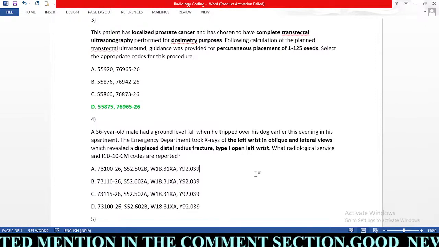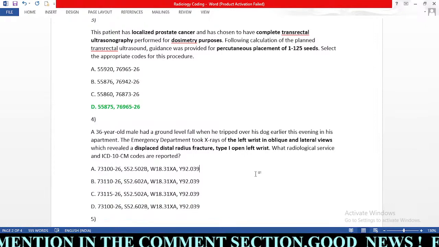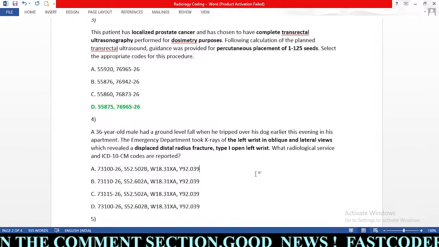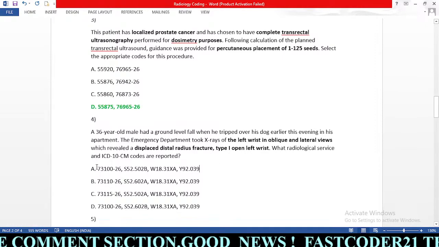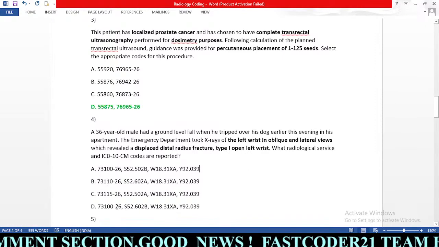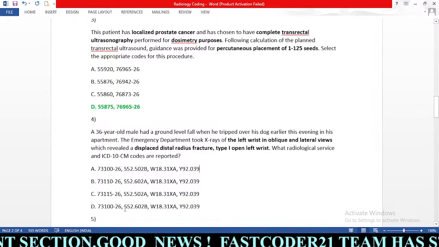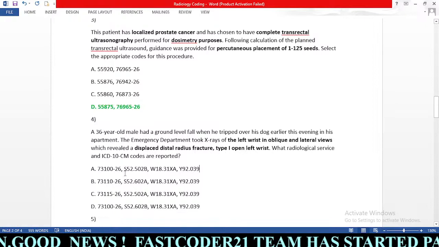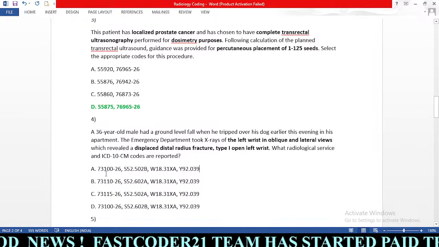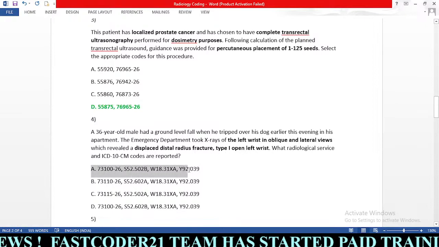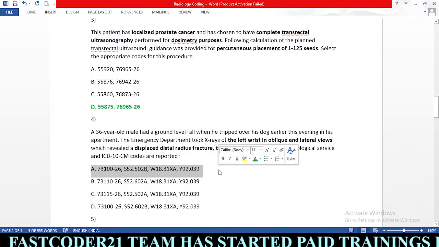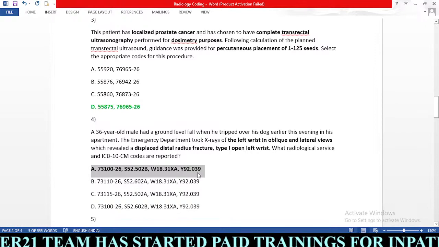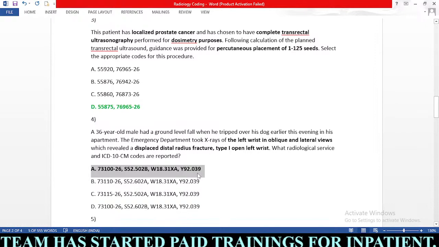So we are left with two options here now. So one is A and one is D. So here CPT code is same in A and D. So we need to find the answer using ICD code here. So based on our scenario, our code is S52502B. So this is the correct answer. So 502B is for type 1 open left wrist fracture.